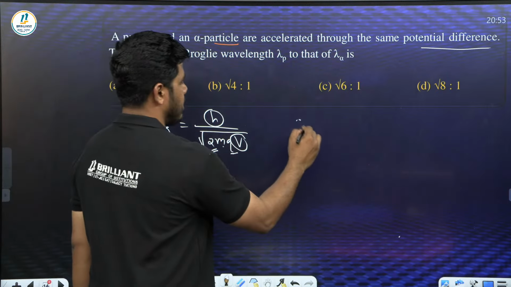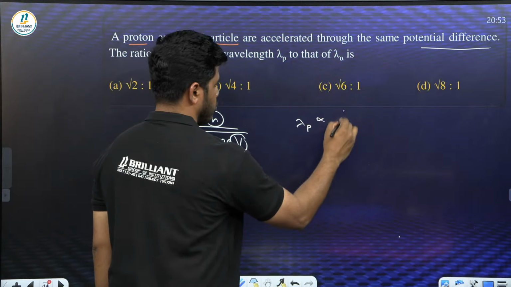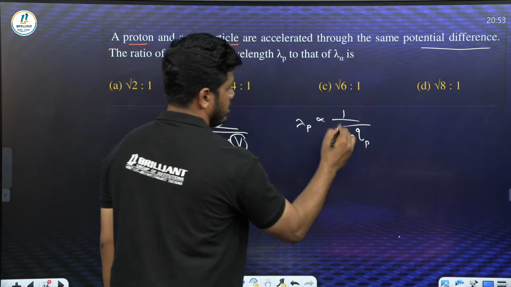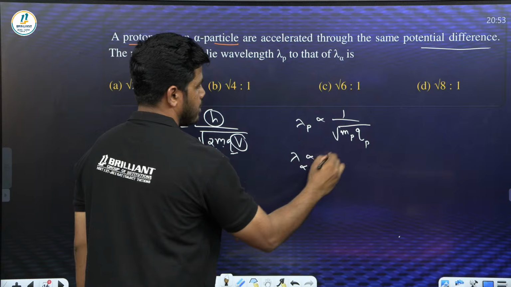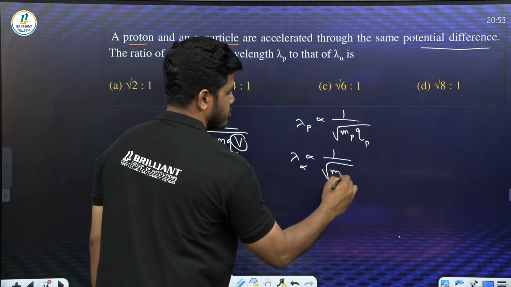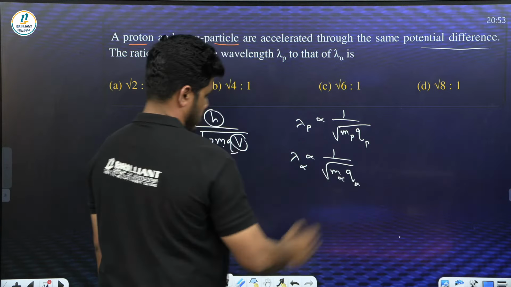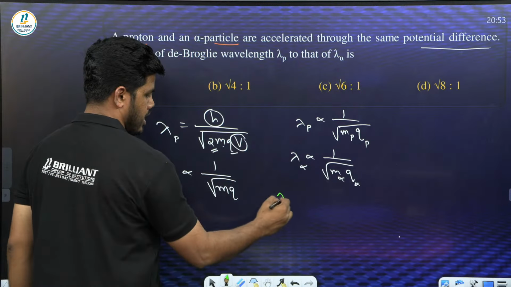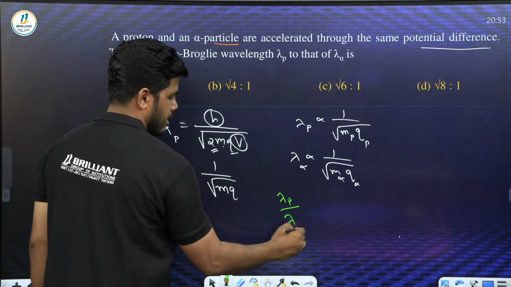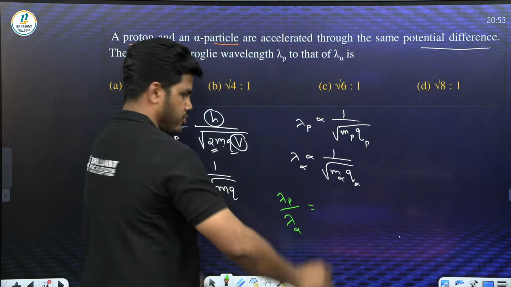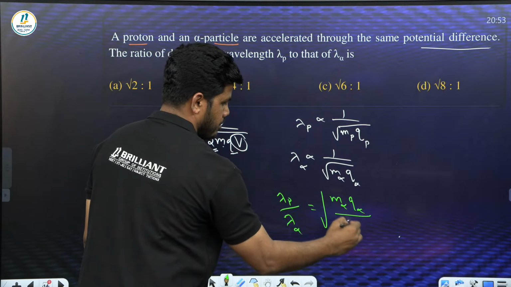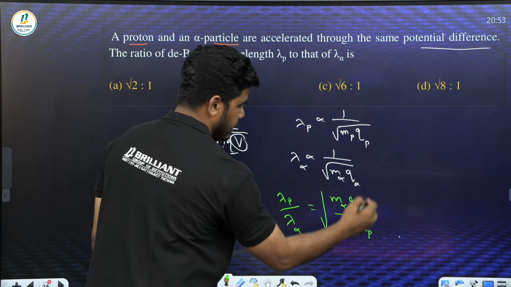So we can say lambda of proton is proportional to 1 by root of mass of proton, charge of proton. What about lambda of alpha? Proportional to 1 by root of mass of alpha, charge of alpha. So if you take the ratio lambda p by lambda alpha, it will be the other way around: square root of m alpha q alpha divided by m p q p, right?